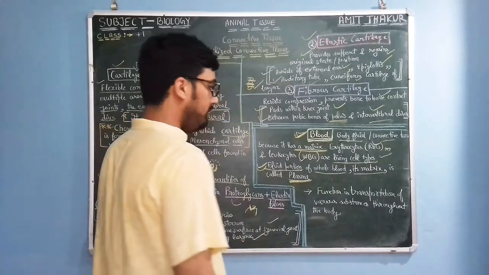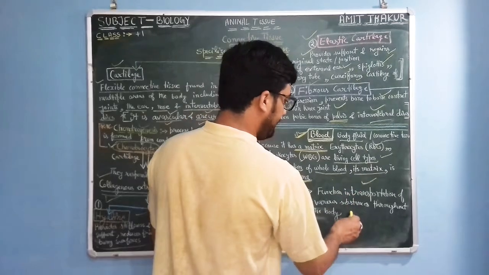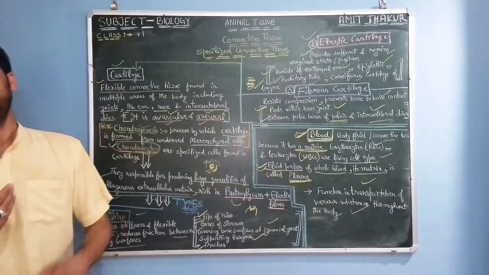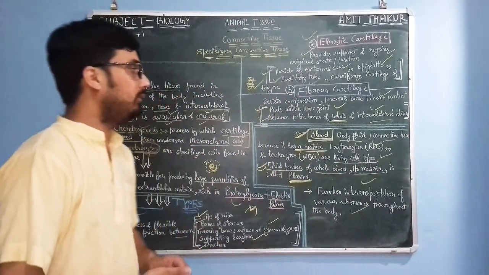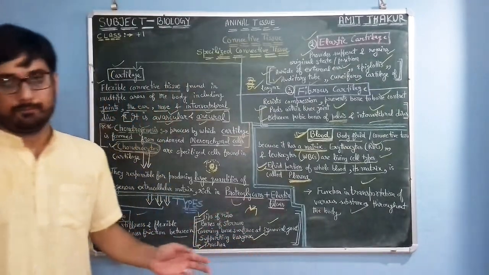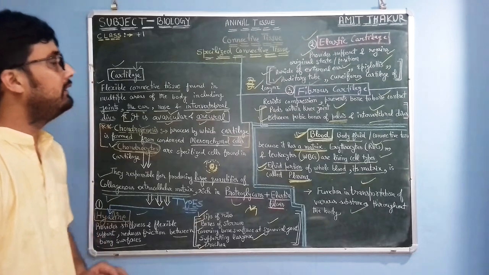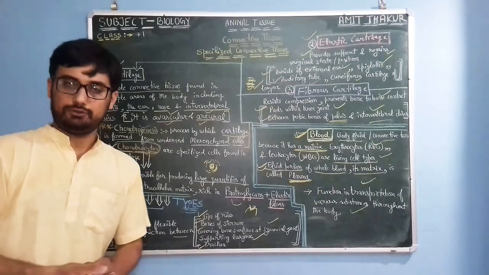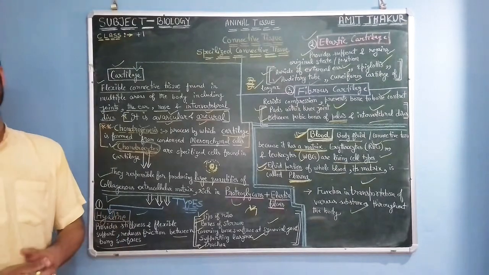The function, as you know, is transportation of various substances throughout the body, like nutrients, gases, and other substances. So the main function of blood is to transport various substances throughout the body. Tomorrow we will discuss nervous tissue, neuron, structure of neuron. Thank you.